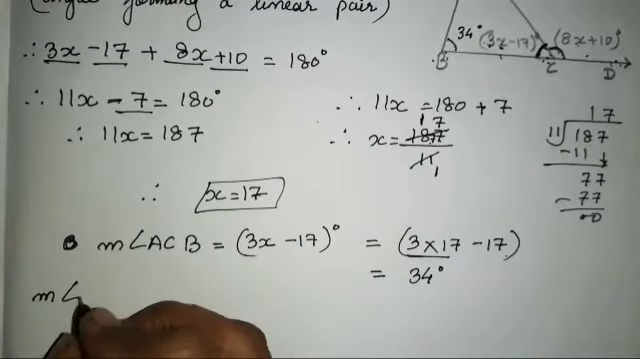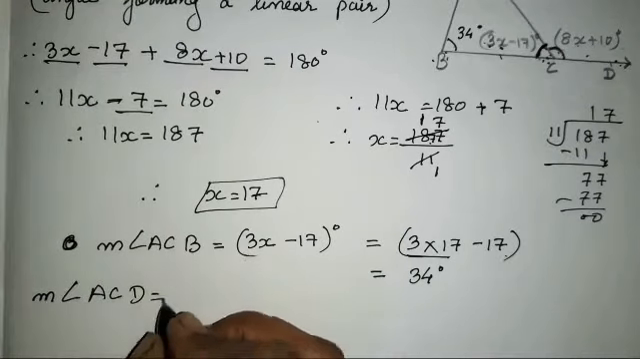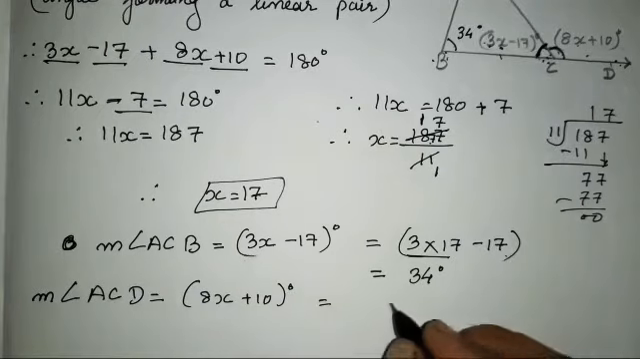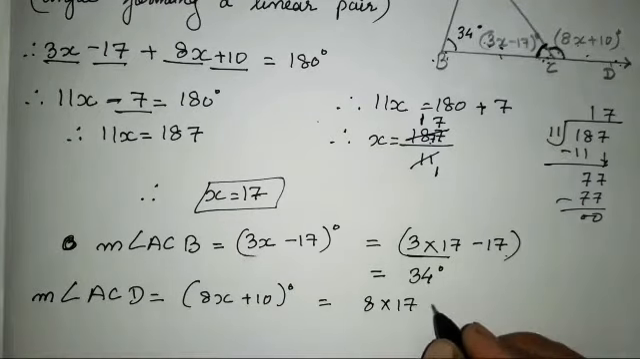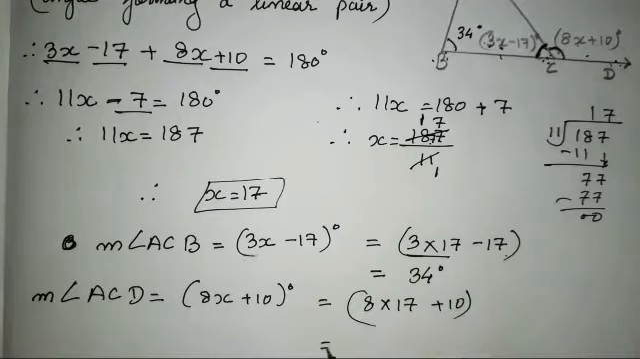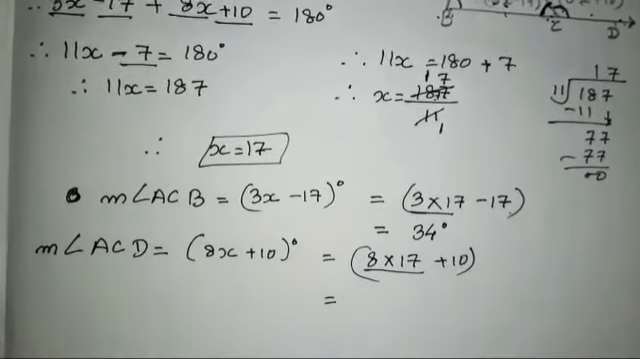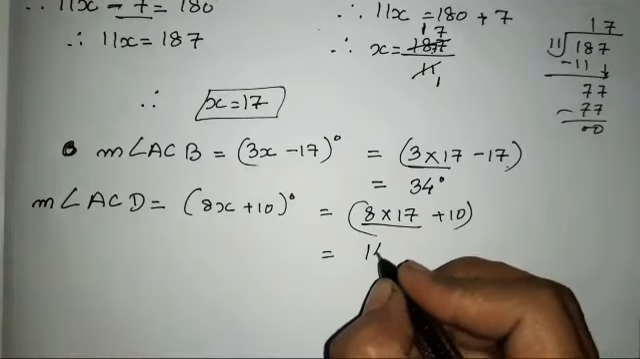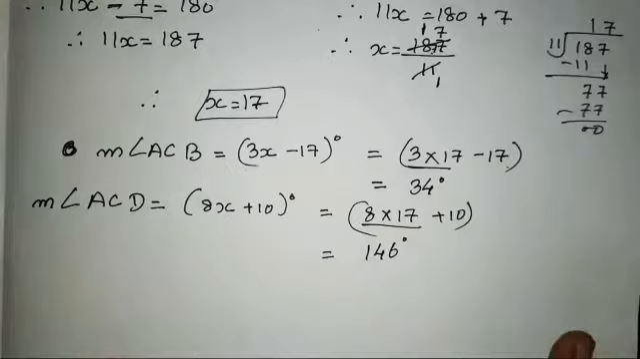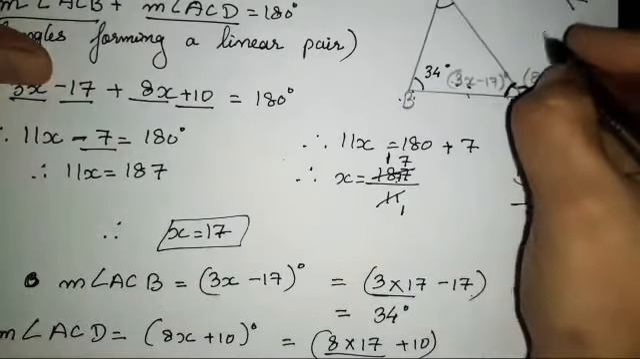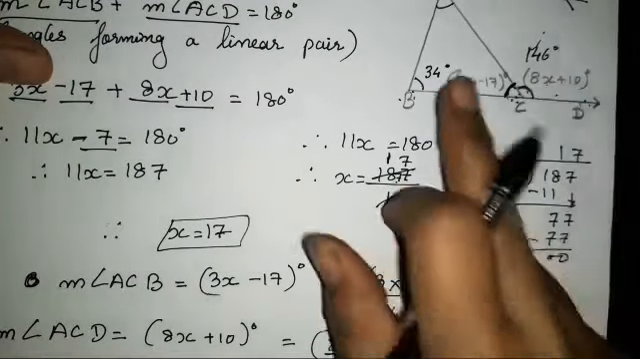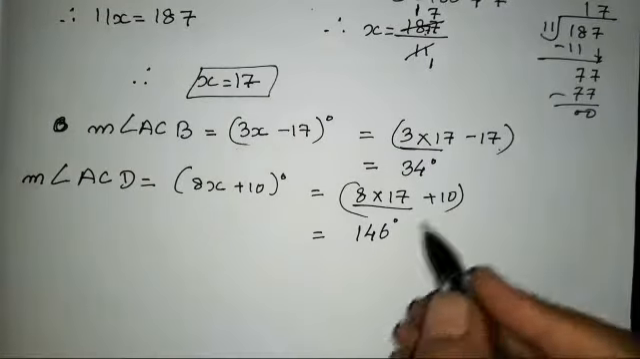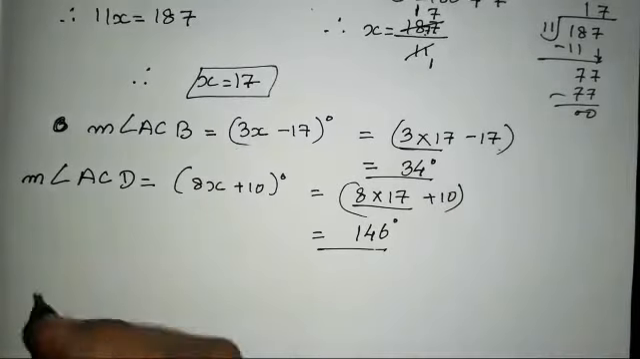Next is the measure of angle ACD, which is supposed to be 8x plus 10 degrees. So that is 8 into 17 plus 10. First multiply 8 into 17, find what it comes to, plus 10 is going to be 146 degrees. Okay, that means we have got this angle as 146 degrees. 34 and 146. So both the angles we have got.